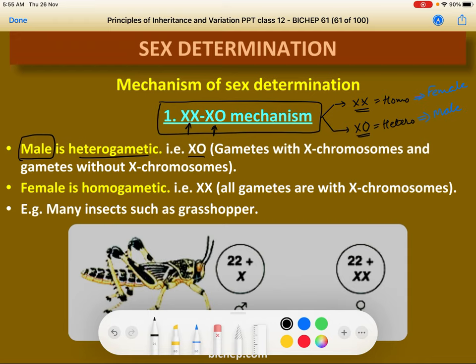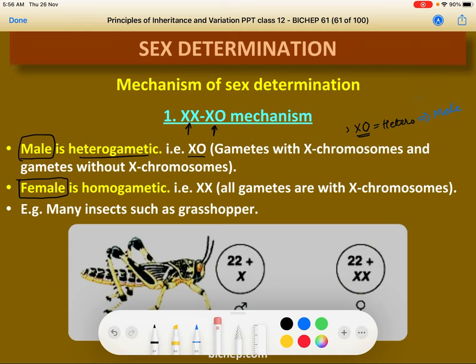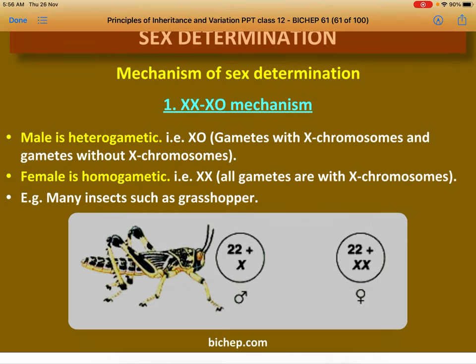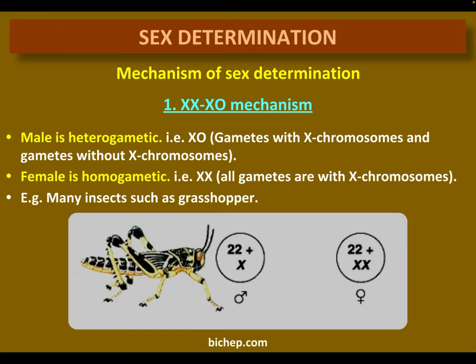So that was the conclusion of Henking. Henking observed 50% of the gametes with the X chromosome, and here it is proving that same theory, right? And in females, all gametes produced contain X chromosomes. So they are considered XX, and male is considered X0. Examples of this kind of mechanism are the majority of insects, including grasshopper. So this is the first mechanism, XX-X0. Please take the screenshot.